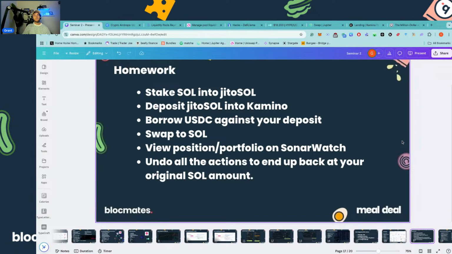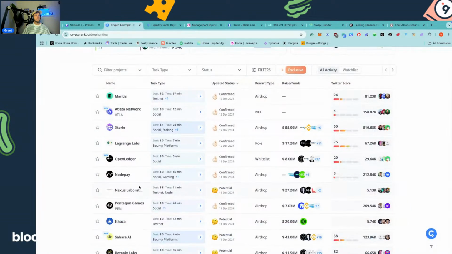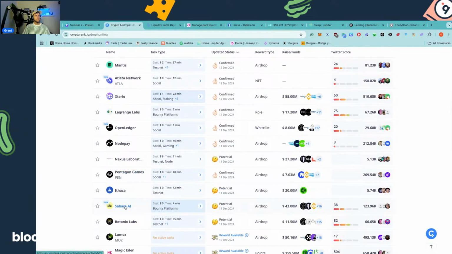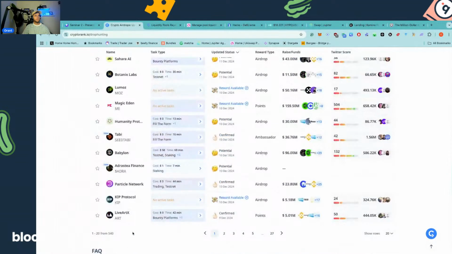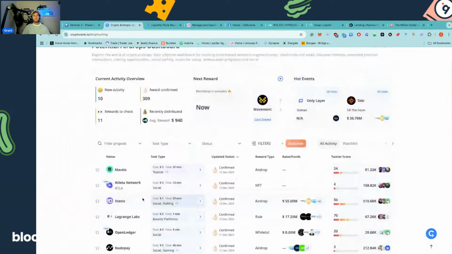What would be the next good one? The Magic Eden NFT platform just happened as well. I'm pretty sure that was really good. What's this saying? Botanics, potential airdrop, Babylon, Particle. So there's a load that are just continually going.